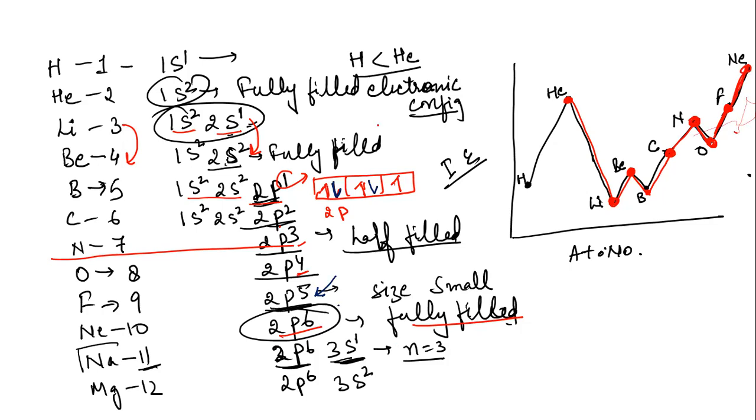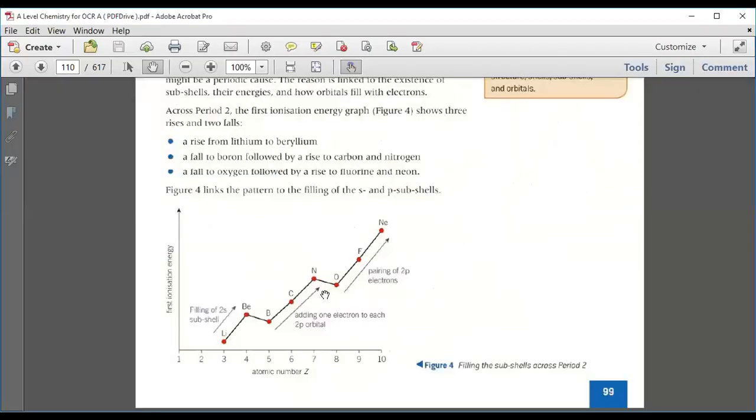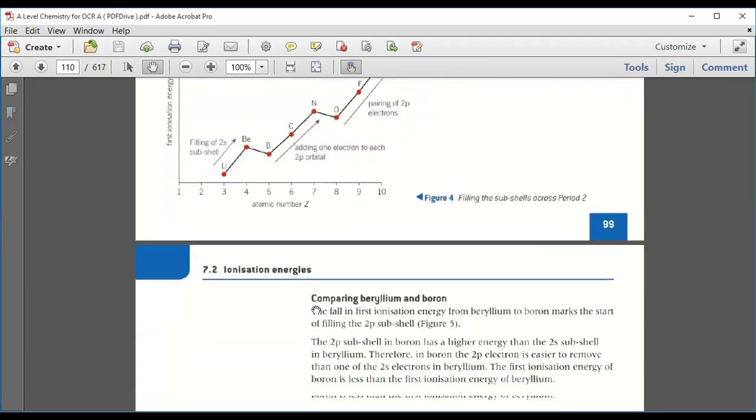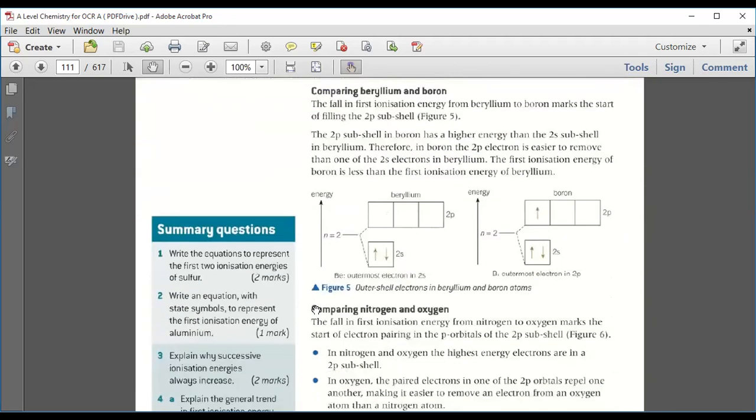Is it now clear? Okay. So same trend you will get in case of period 3 also. This is for period 2, and the same trend you will get in period 3 also. Any doubt? Is that clear? It's clear.